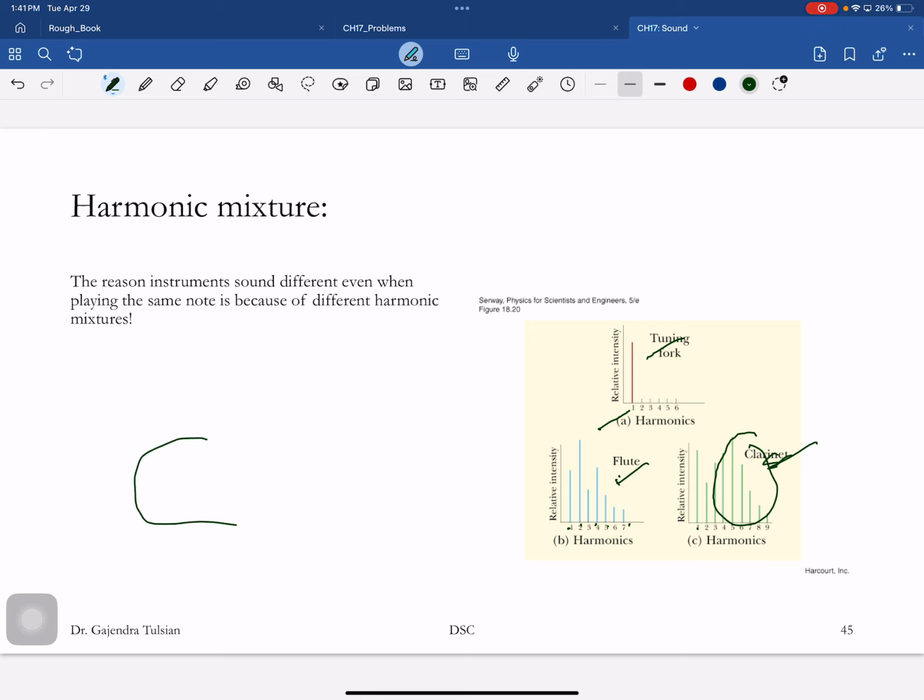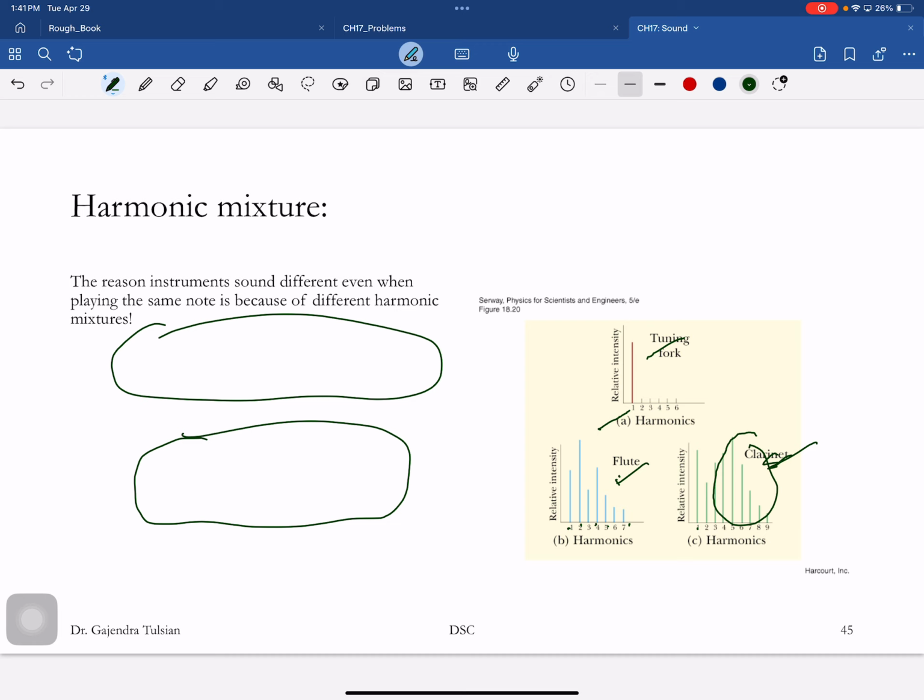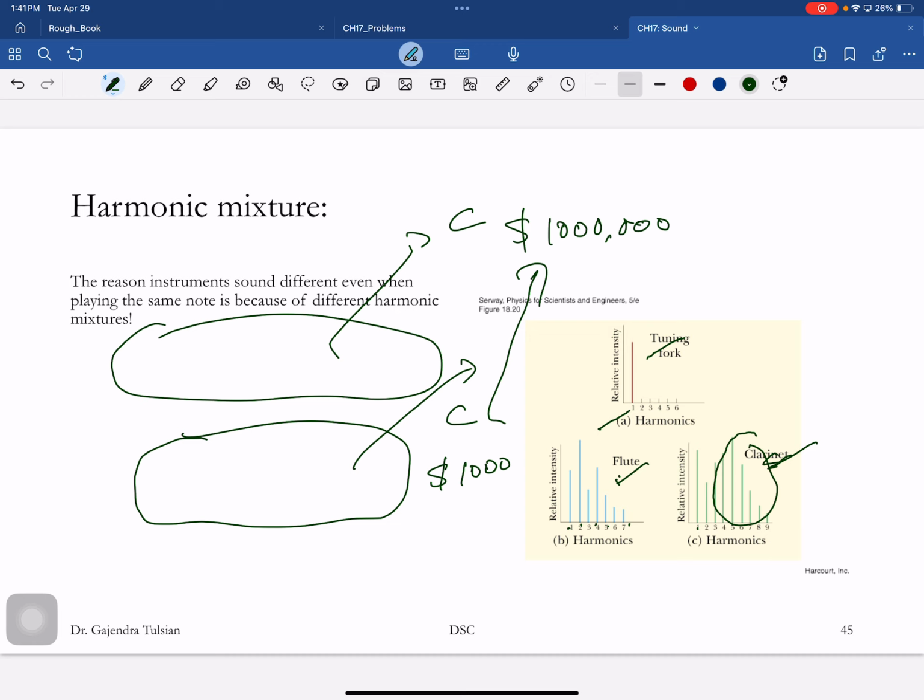So here's a violin, and here's another violin. They both play C notes. And you pay $1 million for this guy, and you pay $1,000 for that guy. Why did you pay that difference? It's this harmonic mixture that you're after. The $1 million guy produced the harmonic mixture that you liked.